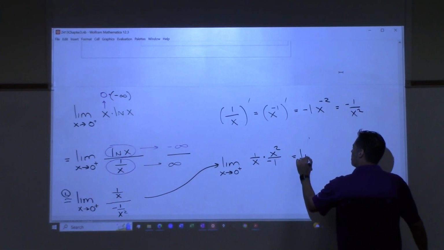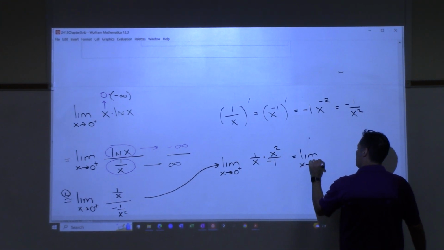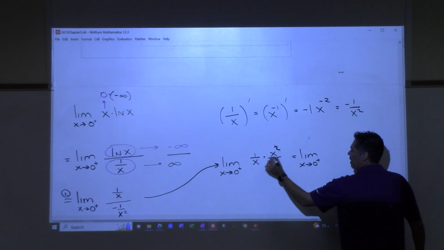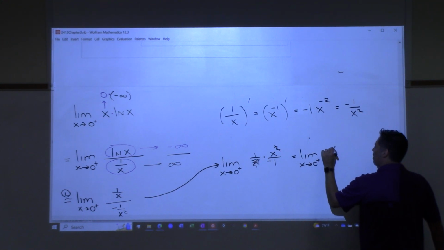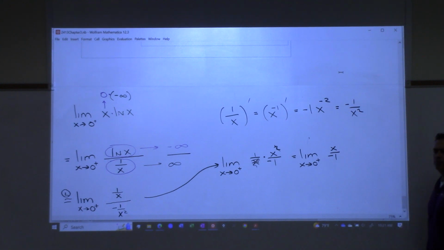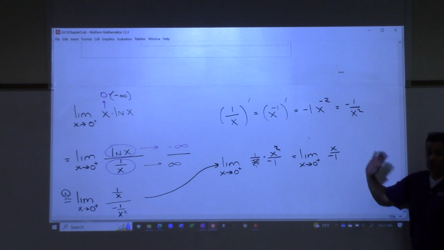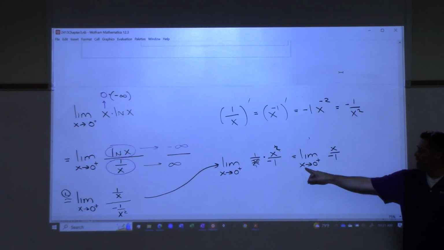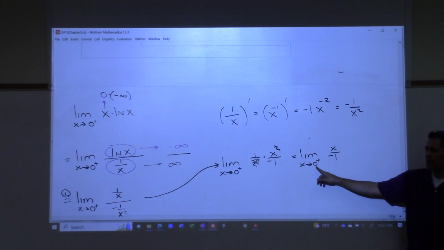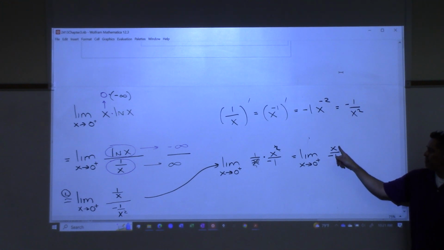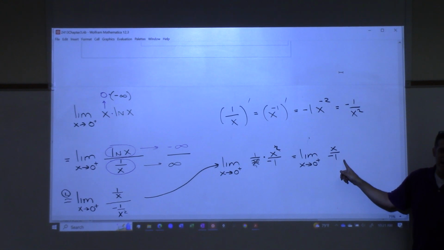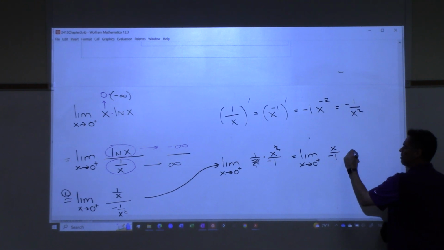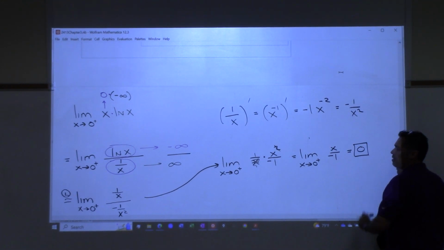So I get the limit as x approaches 0 from the right. When I cancel one of the x's, I get an x on top and a negative 1 on the bottom. And now that you've done that cleaning up, let x go to 0. What do you get if x goes to 0 here? 0 over negative 1, fixed, so you don't get bad anymore, right? 0 over any non-zero number is just 0. So your answer is 0.